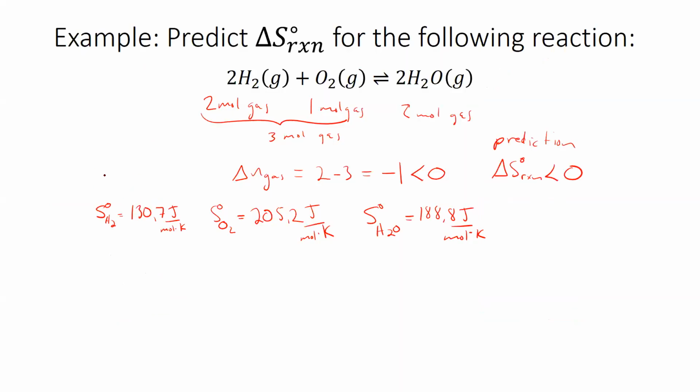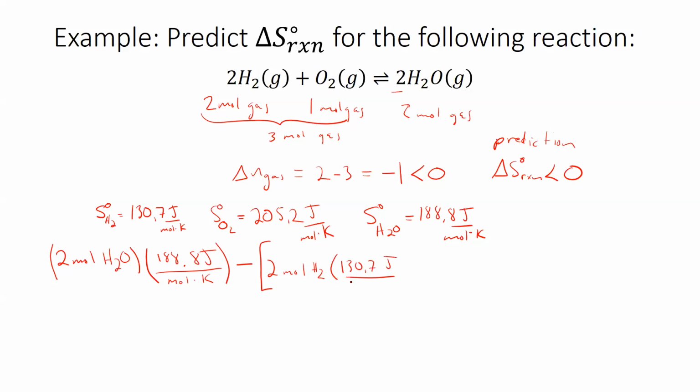So if we start with our products, we have 2 moles of H2O. Right, that's just coming from our stoichiometric coefficient, times the standard molar entropy, so 188.8 joules per mole Kelvin, minus 2 moles of H2 times 130.7 joules per mole Kelvin, plus 1 mole of O2 times 205.2 joules per mole Kelvin.